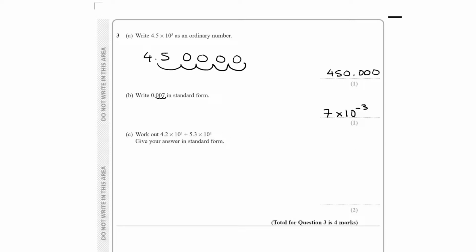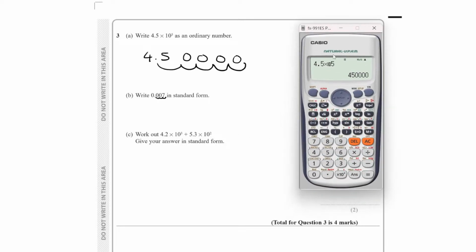Then this one I would literally just type it in to the calculator, to work out. And then I think at the end you have to put it back into standard form yourself. But at least you don't have to do the literal calculation yourself. So times 10 cubed, and then plus 5.3 times 10 to the power of 2, or 10 squared.